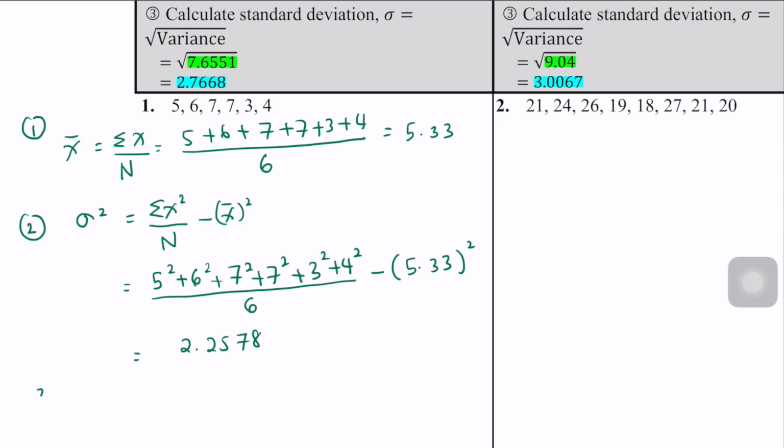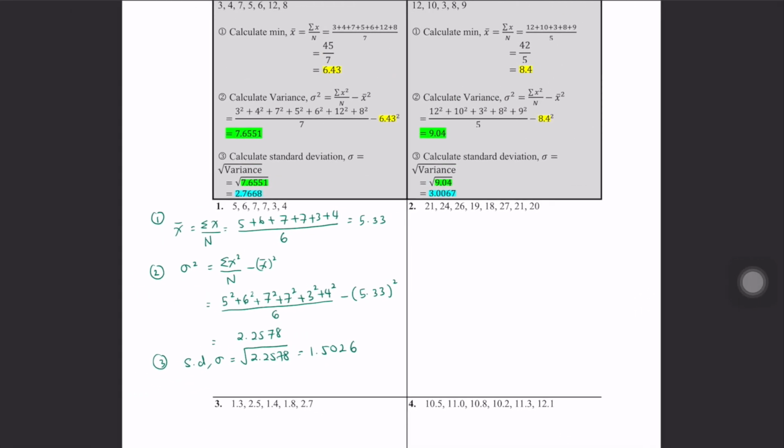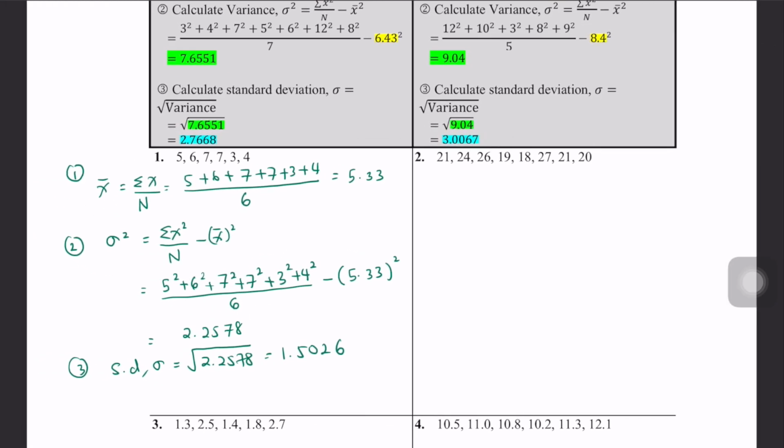The last one is standard deviation. Standard deviation, SD, has the symbol sigma. You simply square root the value of variance, and you will get 1.5026. Next, let's try number 2.